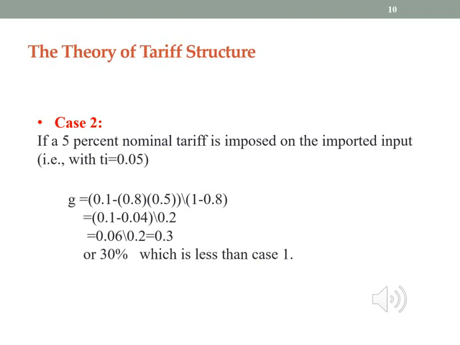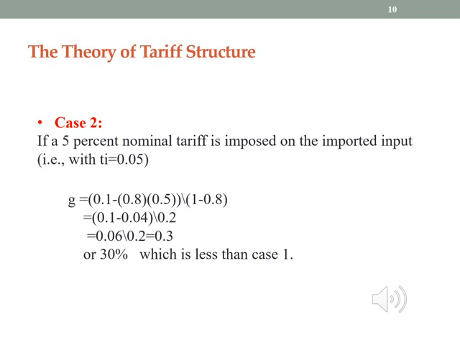However, please note that it is still less than the nominal tariff rate imposed on the final product, suits, which was equal to 10%. As you can see, this will lead to a new effective rate of protection, which is equal to 30%. So we can see now that the effective rate of protection decreased as we have increased the nominal tariff rate imposed on the imported inputs.